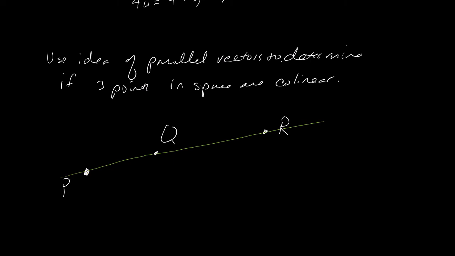Well, the idea is if the vector from P to Q is parallel to the vector QR, then they have to be on the same line. That's the idea. The same would be true for P to R. If any two of these vectors are parallel, we know that these three points are collinear. Okay, so we can check those.